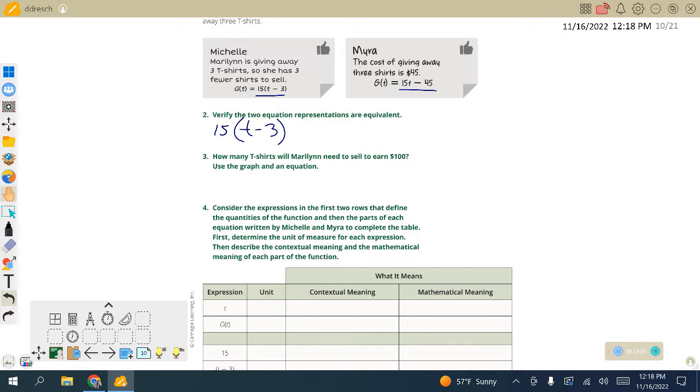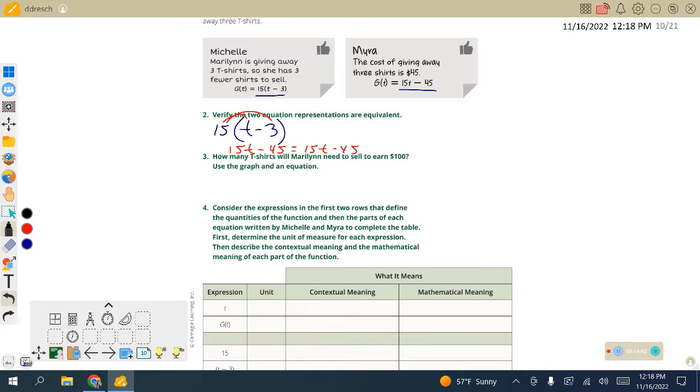So here, how can we make this become that? Use our property. When I distribute that 15, what's 15 times t? And what's 15 times negative 3? Is that the same thing as what was on the other side? Sure is. Okay. So we're talking about the same thing, just written in a different way. The way that I always look at it is what we just talked about, 15t minus 45. Is that the only way? No. Okay. So there's another way to look at that.